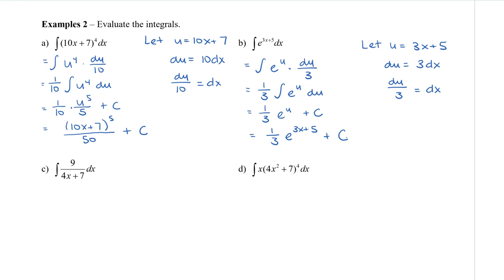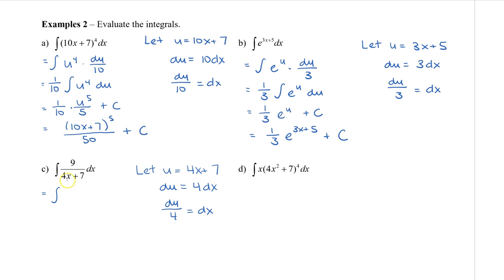All right, let's take a look at this one, because we have a fraction, and I'd like to show you some different types of examples. And we're going to let u equal 4x plus 7, which is in the denominator. And then we have du equals 4 dx, and then du divided by 4 is equal to dx.